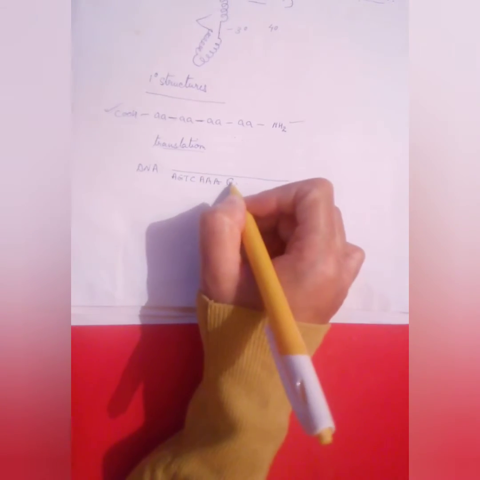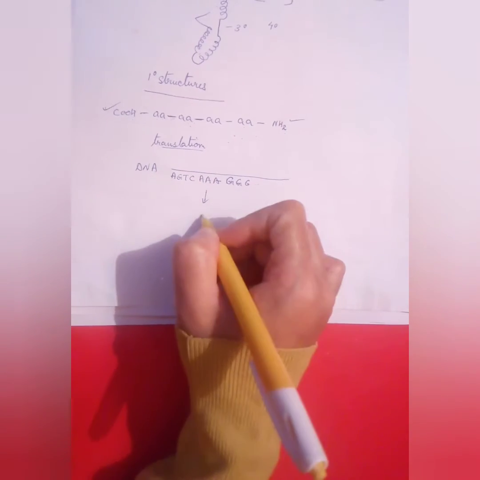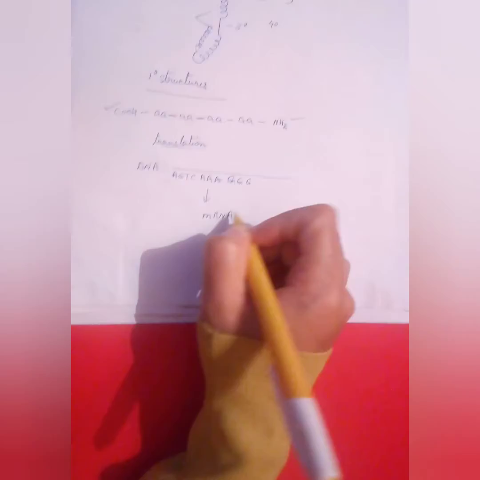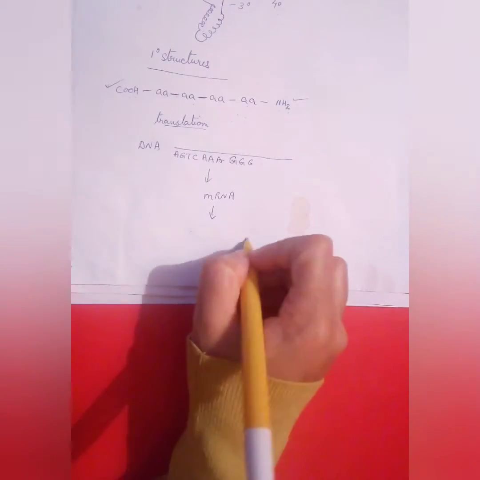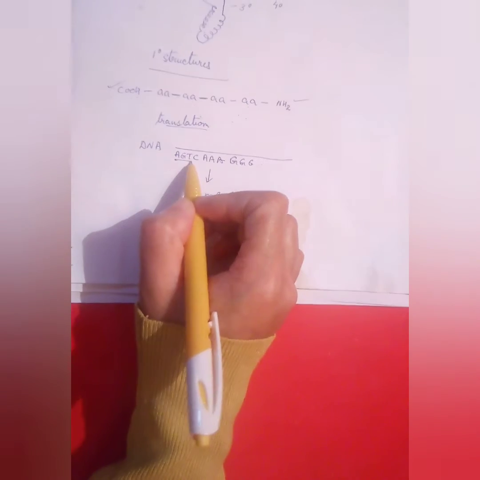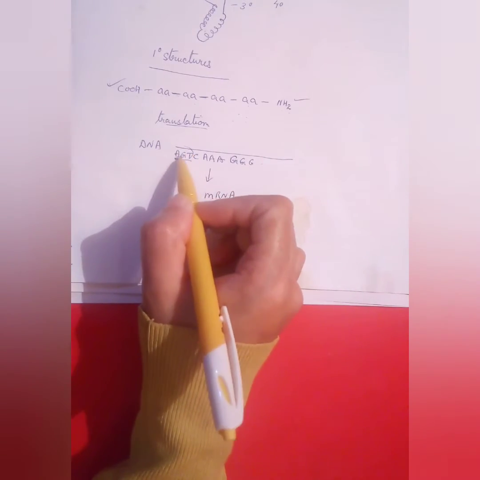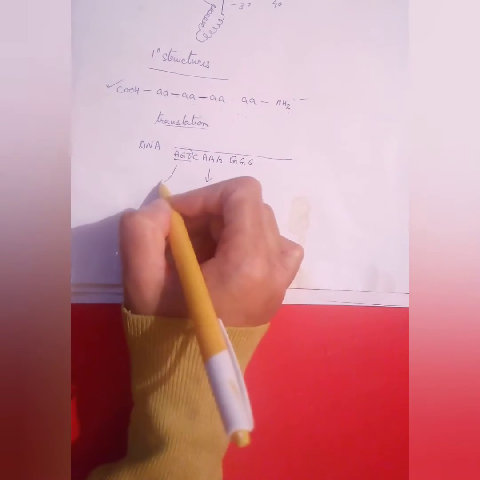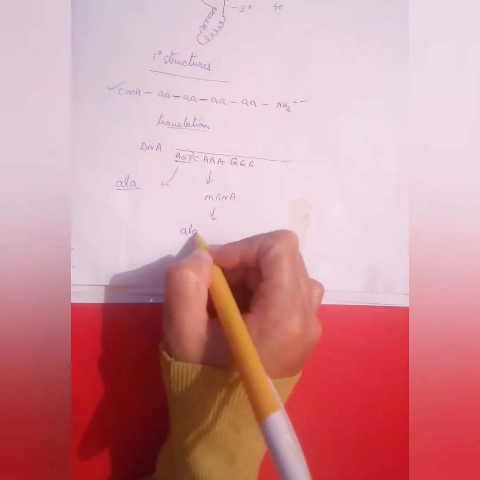Okay, the sequence here. This is the DNA molecule. Then from the DNA, we'll get the mRNA, and then during the process of translation, the proteins will be synthesized based on the sequence on the DNA. Suppose this sequence of DNA, AGT, codes for alanine. Then the first amino acid that will be synthesized will be alanine.